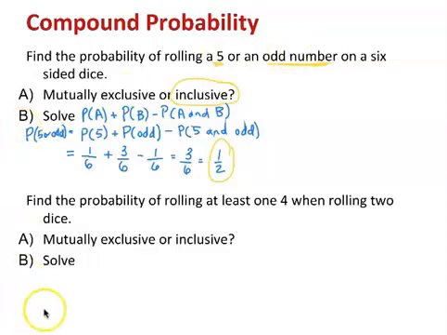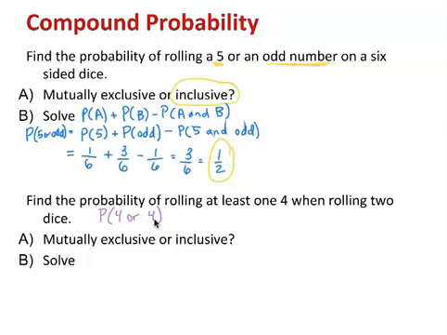Looking at the second problem, it says find the probability of rolling at least 1 four when rolling 2 dice. So is this mutually exclusive, where they cannot occur at the same time, or inclusive, where this can occur at the same time? So let's look at that question again and decide. Find the probability of rolling at least 1 four when rolling 2 dice. So essentially, we're looking at what is the probability of rolling a 4 or a 4. Rolling the dice 1 time and then rolling the dice a 2nd time and getting at least 1 four.